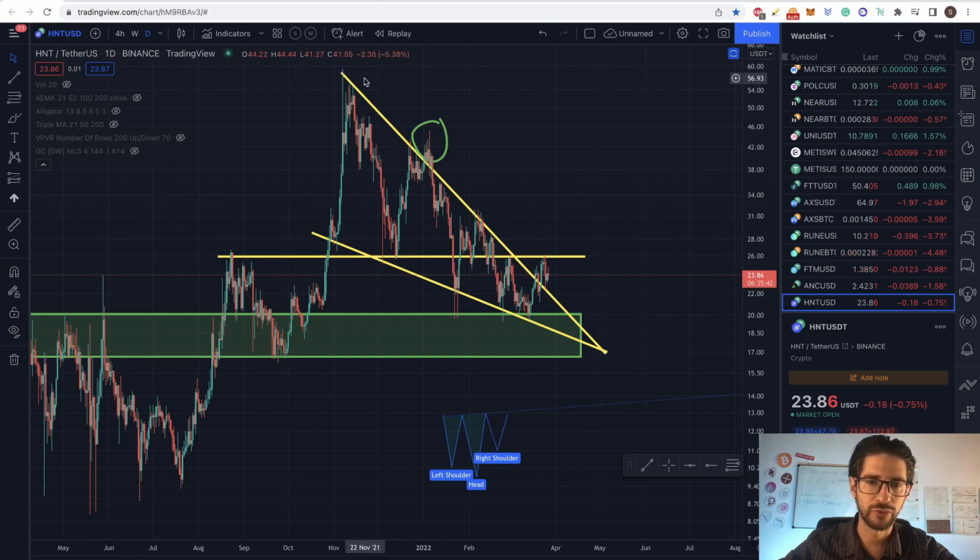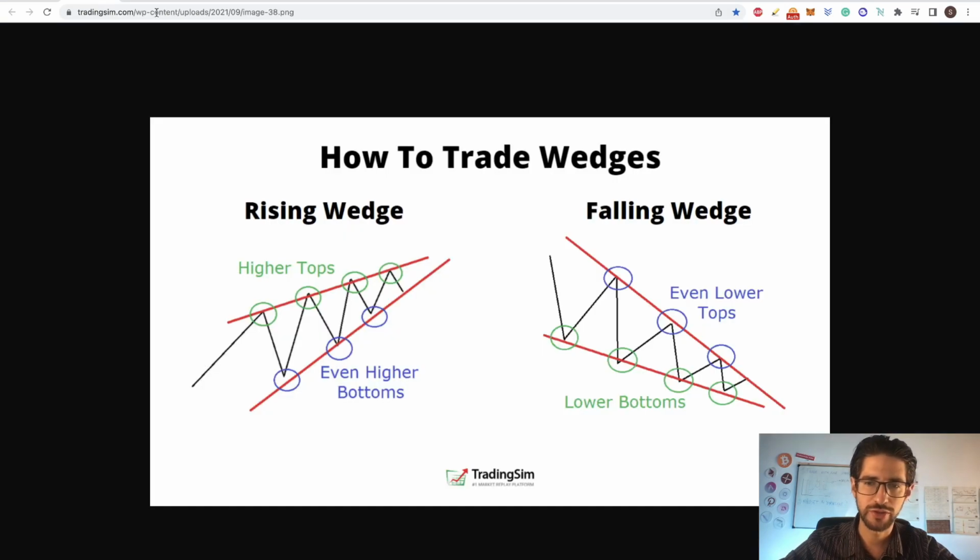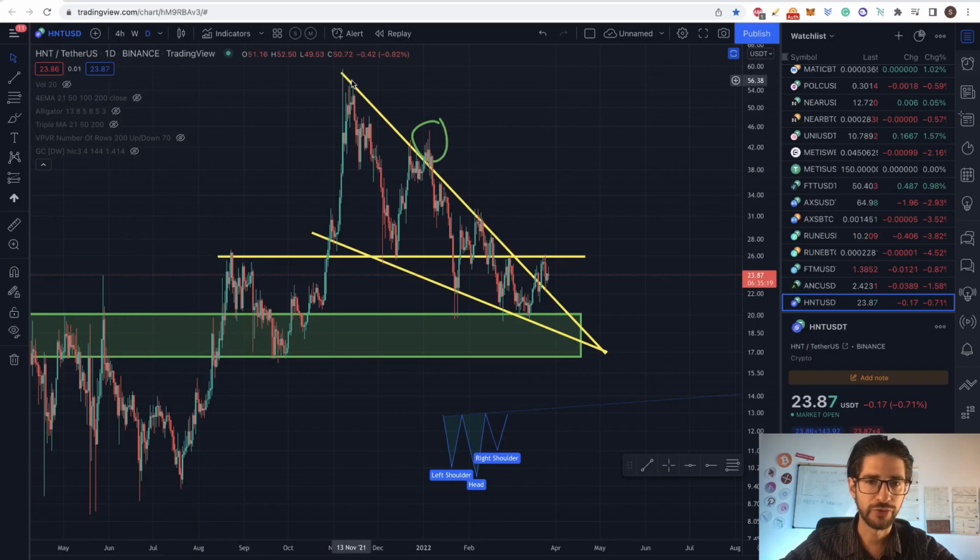So we have these two trends. This is resistance and this is support. This pattern is called a falling wedge, and you can see that there are rising wedges, which go to the upside, and we have a falling wedge, which is what we have. Lower bottoms and even lower tops. And that is exactly what's happening in the chart right now. So we are experiencing a falling wedge using these two lines of support and resistance.